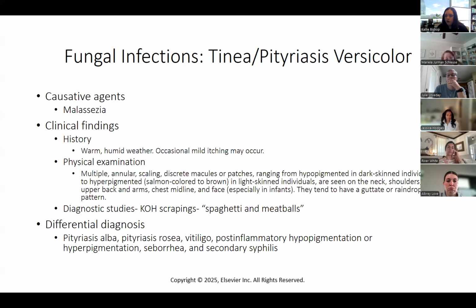We usually see this in warm, humid weather. We see quite a bit of this here in the summertime, but they have multiple annular lesions. They can be scaling, not always. Macules or patches, and they can be hypopigmented, usually in darker skinned individuals, and hyperpigmented in lighter skinned individuals. But it's usually on the neck, shoulders, upper back, arms, chest, areas that are commonly exposed to the sun in the summertime. And they tend to have a raindrop pattern. So if you see a raindrop pattern in the description, it is probably tinea versicolor. If you do a KOH, it'll have a spaghetti and meatballs appearance, which is gross, but we usually don't do that.